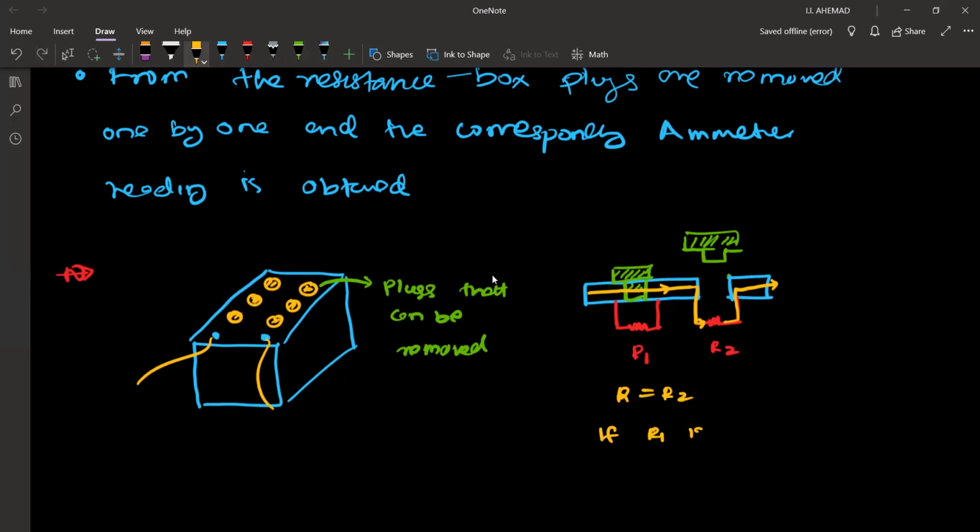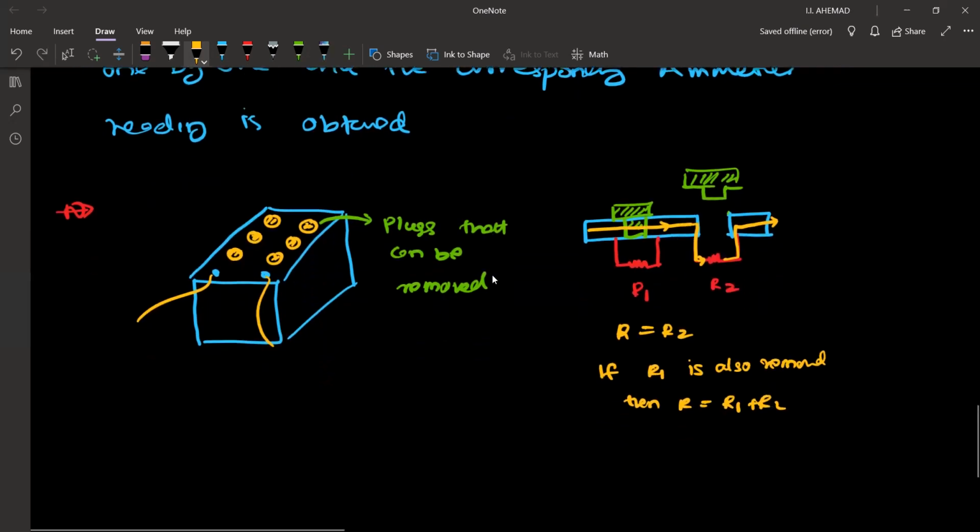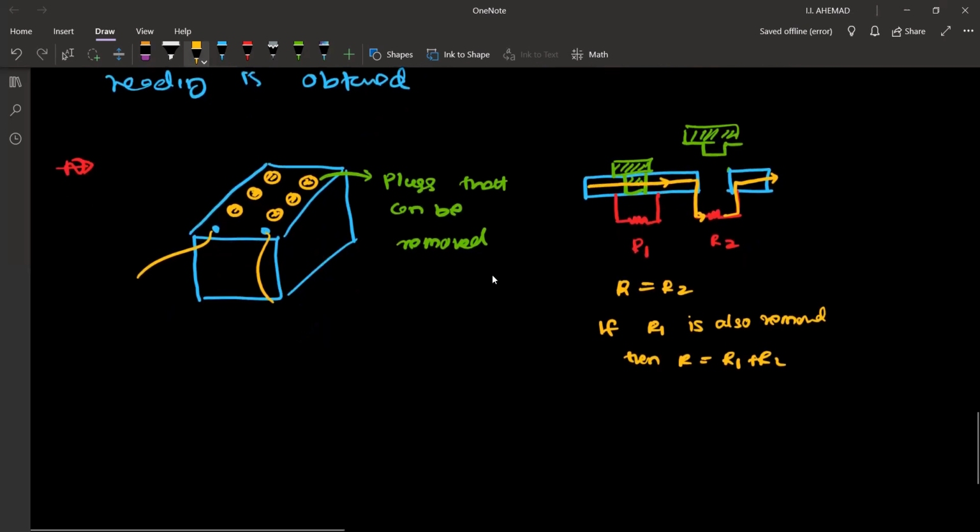If R1 is also removed, then R is equal to R1 plus R2. Is it clear how the resistance box works? So what is the advantage? What is the advantage of resistance box over rheostat?